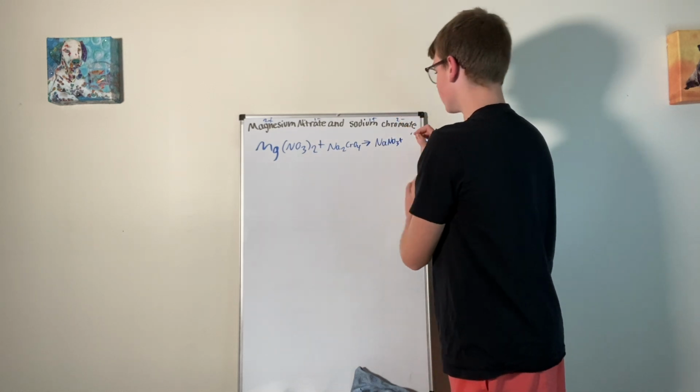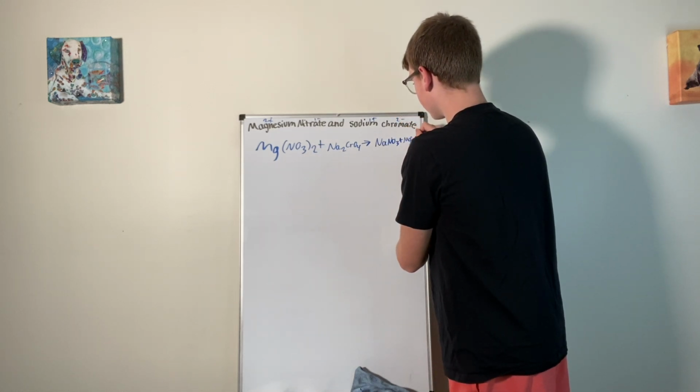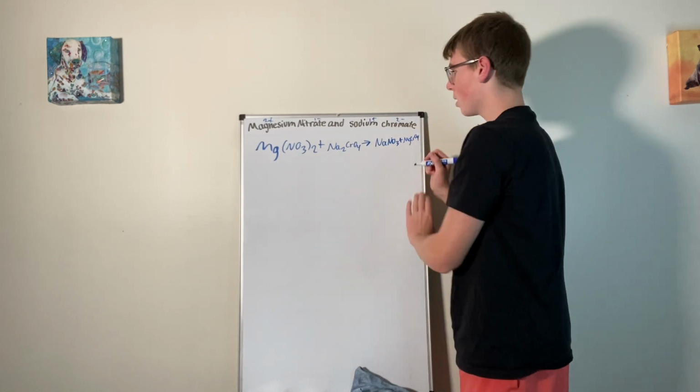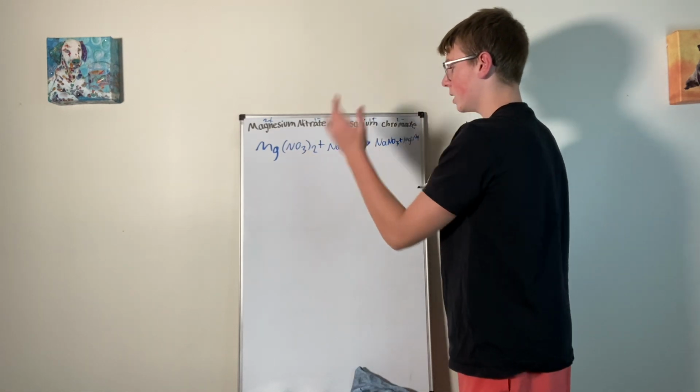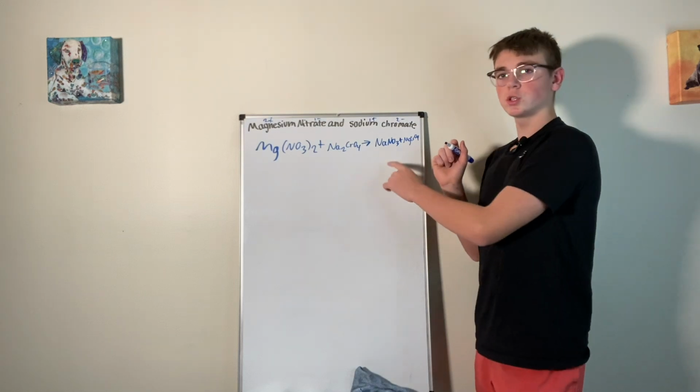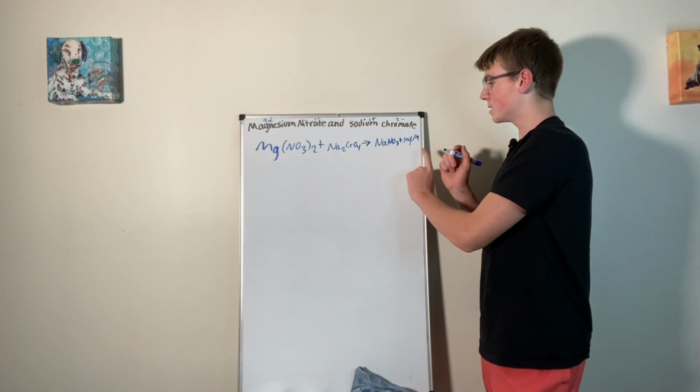and MgCrO4. So we have magnesium nitrate and sodium chromate yields sodium nitrate and magnesium chromate.